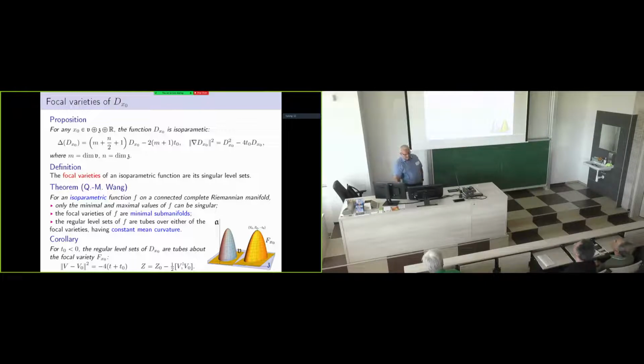Actually, if we look at the function dx0, then no matter what the last coordinate is, they will always be isoparametric. So their level sets will indeed be isoparametric. This can be checked by a computation which computes the Laplacian of dx0 and the squared norm of the gradient of dx0. No matter where x0 is, both the Laplacian and this can be expressed as a function of dx0 itself. So this is really an isoparametric function.